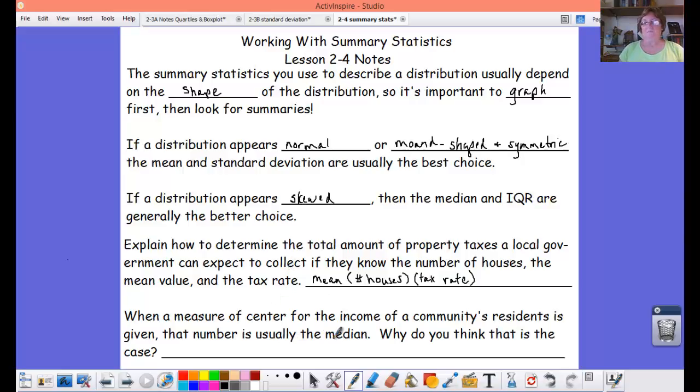It's often true, though, that when you're talking about the income of a community's residents, the number they give is the median. Why do you suppose that might be? Well, you know the mean is sensitive to outliers, right? The median is not. So the median kind of ignores the highs and lows. If you have one or two super rich people living in your neighborhood, they would drag the mean up, but they don't affect the median so much. The median is not sensitive to outliers or to extreme values.